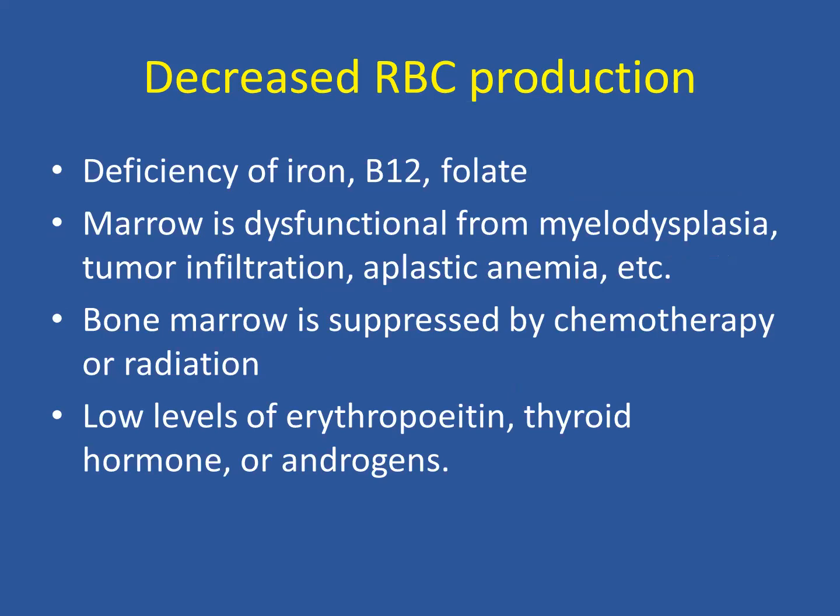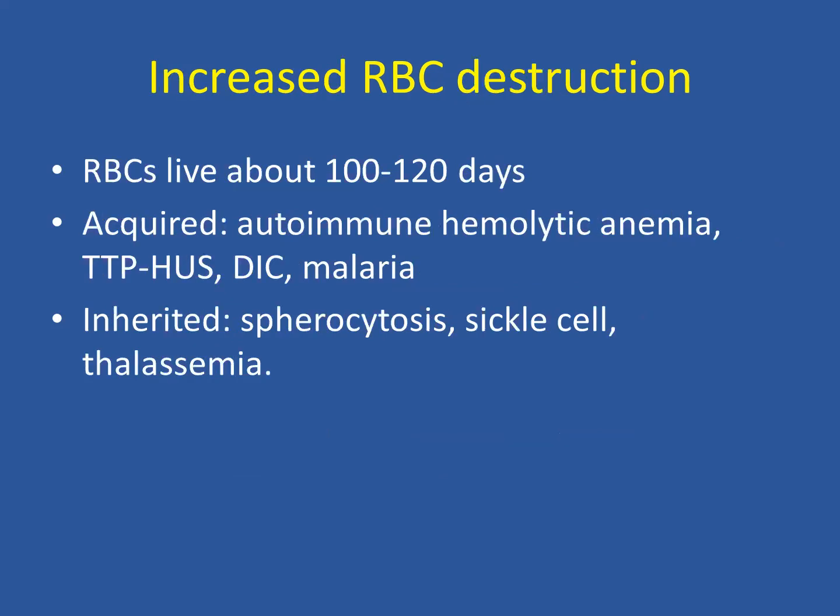Maybe there's an autoimmune process that has caused the bone marrow to be suppressed, a viral suppression, maybe due to drugs, maybe due to radiation. The bone marrow is not working. Or there are low levels of erythropoietin released from the kidney, or thyroid hormone, or androgens. These three hormones help in the making of the RBC. So that is decreased RBC production.